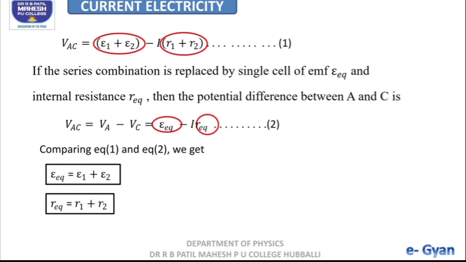By this, we can conclude that equivalent EMF is equal to the sum of EMF of individual cells, and equivalent internal resistance is equal to the sum of internal resistance of individual cells. By connecting cells in series, we can increase the EMF of a cell, and there is an increase in internal resistance also.